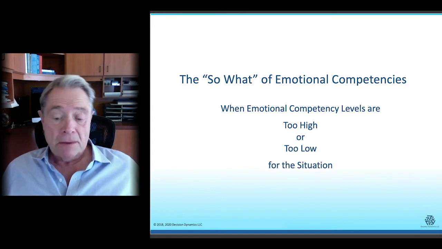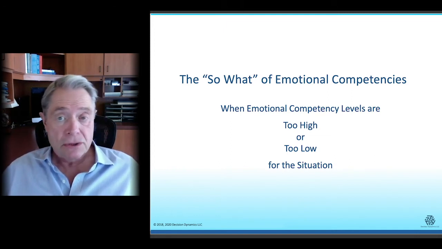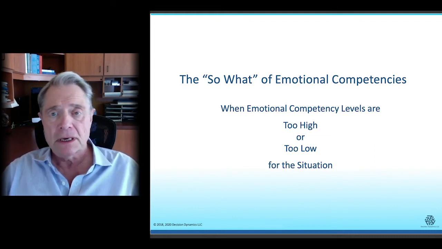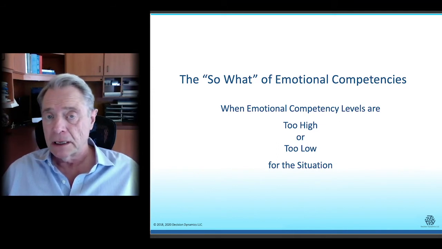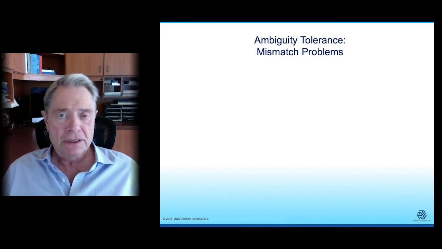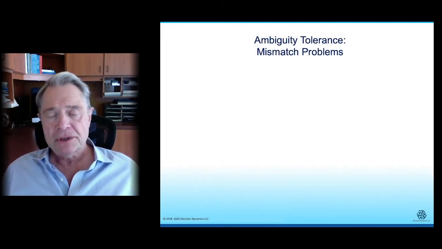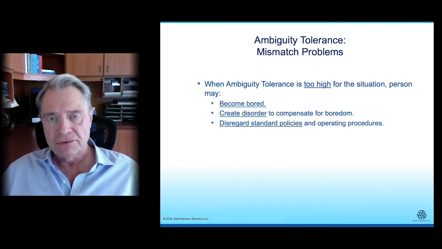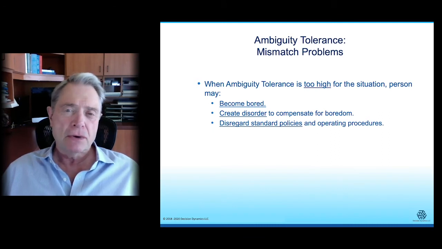So with respect to ambiguity tolerance, if a person's score is too high for the situation at hand, or if that person's level of ambiguity tolerance is too low for the situation at hand, problems can occur in either one of these situations. So let's have a look at specifically what issues could arise with respect to ambiguity tolerance. So if a person's level of ambiguity tolerance is too high for the situation the person faces, then the danger is that the person can become bored.